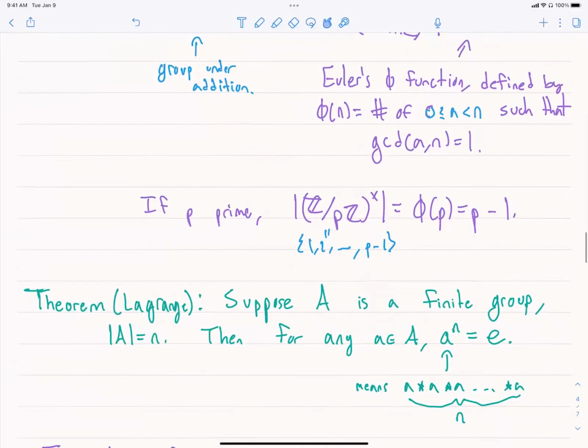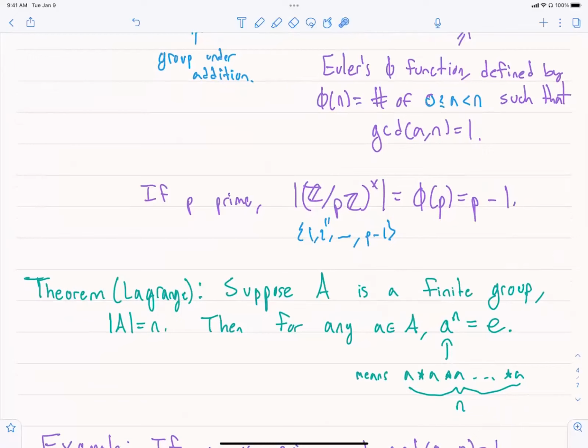Okay, so what Lagrange's theorem says is if I have any finite group A, so finite group just means the order is a finite number. So I'll write the order of this group as n, so the number of elements in the group is n. Then if I take some element of this group and I raise it to the nth power, I get the identity element. So raising it to the nth power here just means I apply the group operation n times.